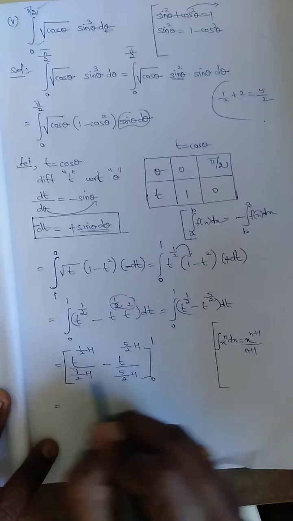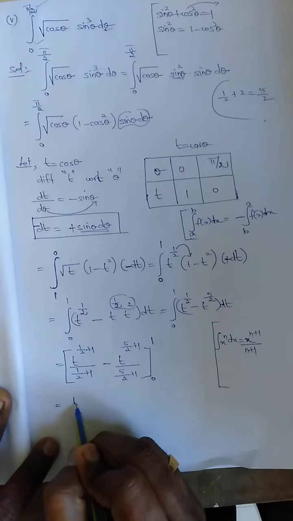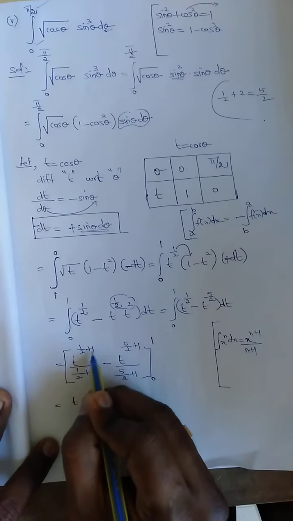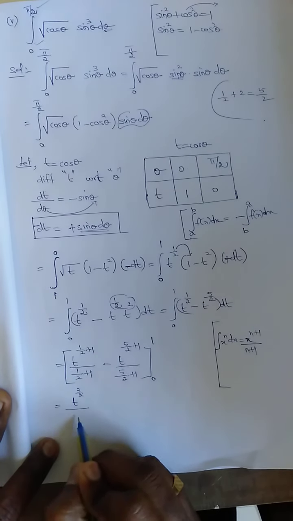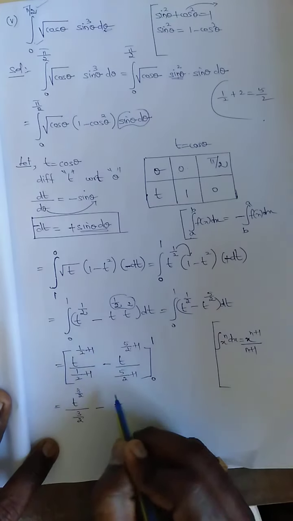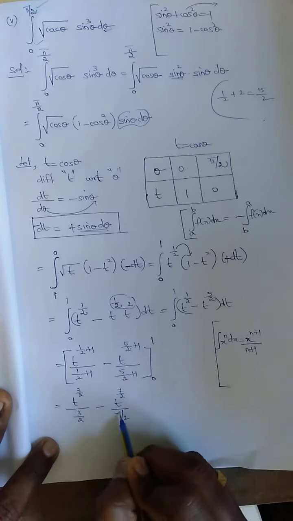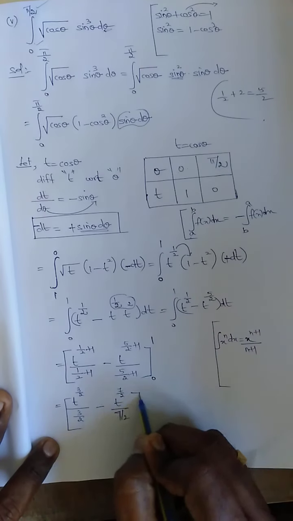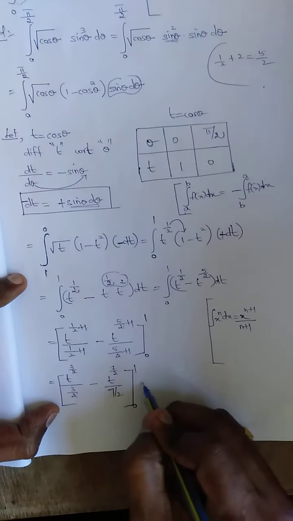First I need to apply the upper limit. What is the upper limit here? 1. Before applying the upper limit, I will write this simplified: t power 3 by 2 divided by 3 by 2, minus t power 7 by 2 divided by 7 by 2. Next apply the limit 0 to 1.